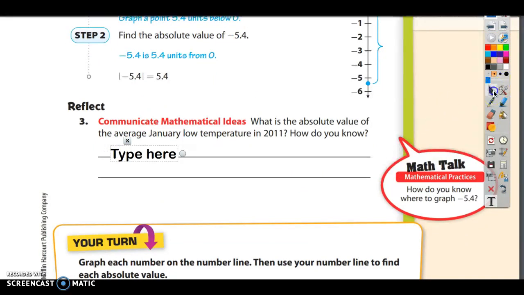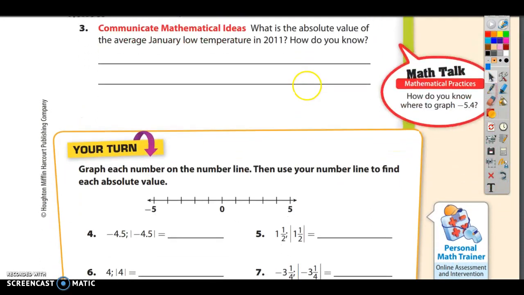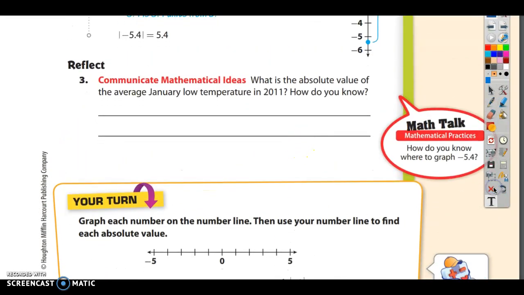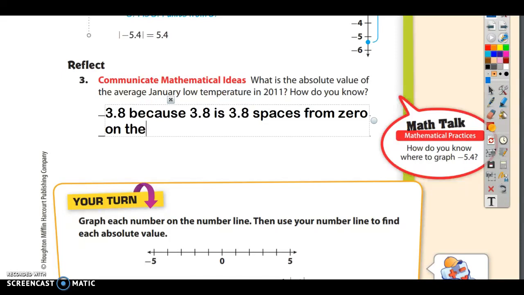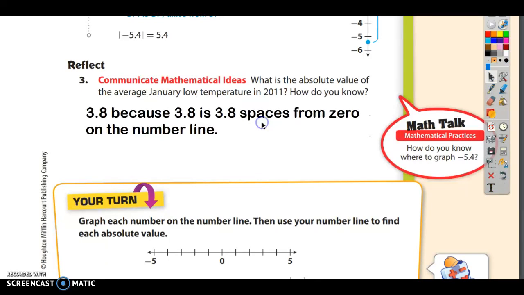In fact, I'm going to move it up just a little bit more first, and then I'll be able to see the your turn at the bottom. Okay, no big deal. What is the absolute value of the average January low temperature in 2011? 3.8, because, it says how do you know? Because 3.8 is 3.8 spaces from 0 on the number line. So if you want to draw a conclusion from this, absolute values are always going to be positive because distances are always positive.